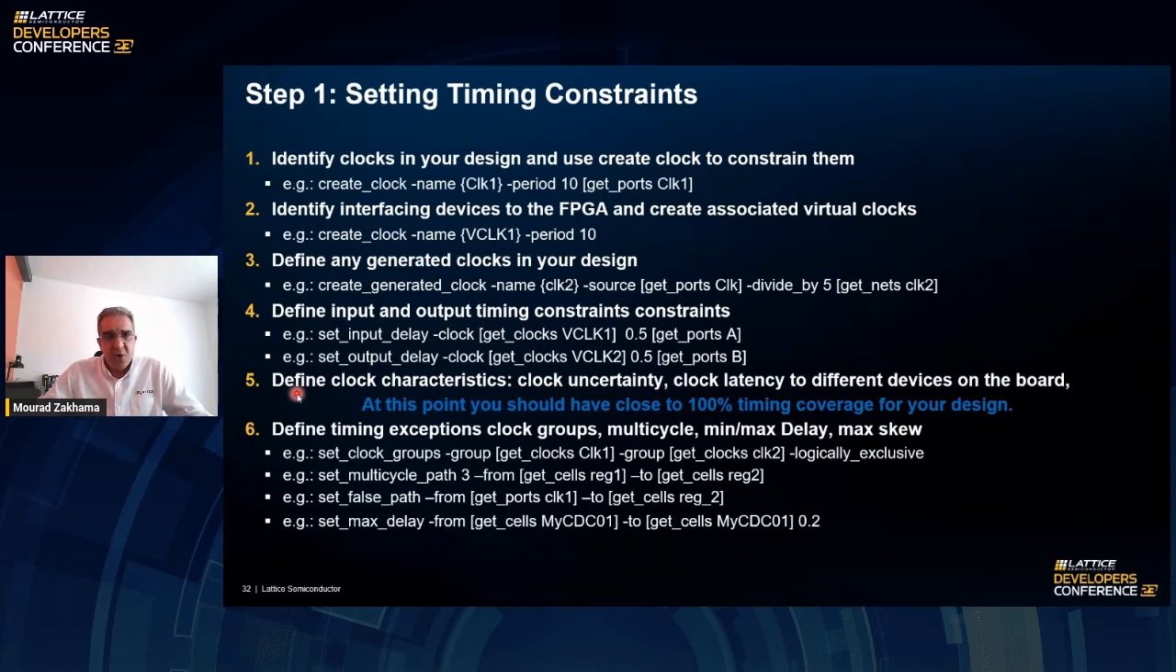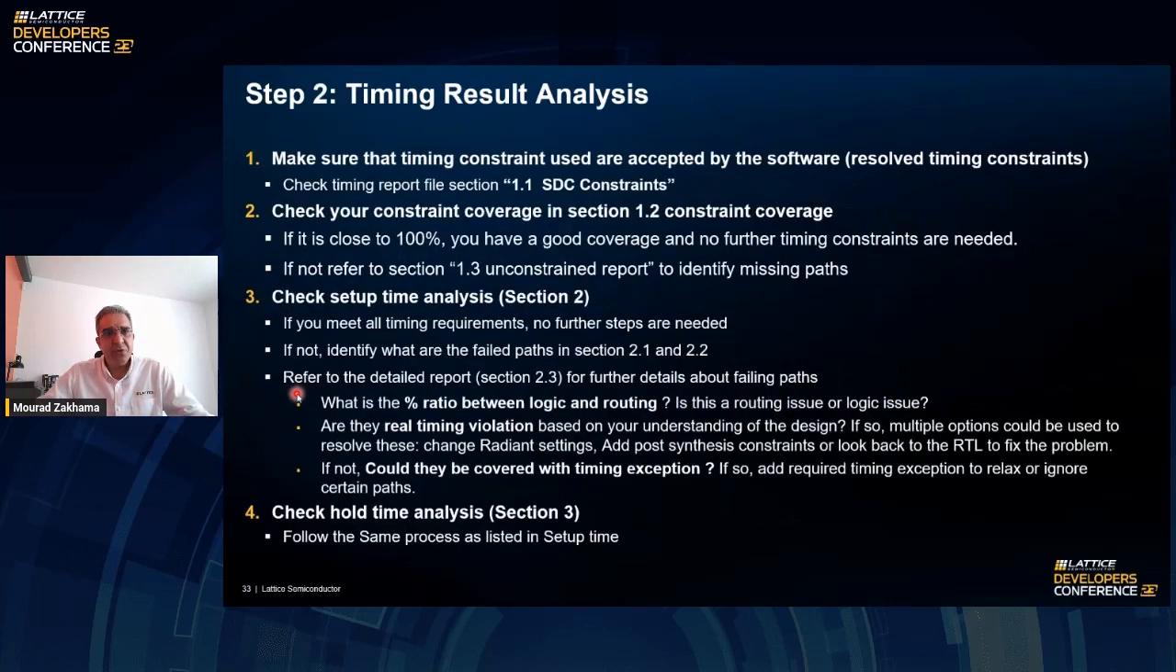So that's step 1: setting up timing constraints, making sure that you have 100% coverage. Step 2 is timing result analysis. Once you set all your timing, you run the tool and you get some timing results. So you go through these steps to make sure that the timing constraints are accepted by the software. In the timing report, there's a section called 1.1 SDC constraints. These are the resolved timing constraints.